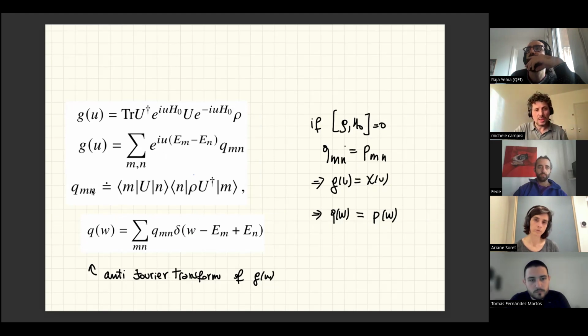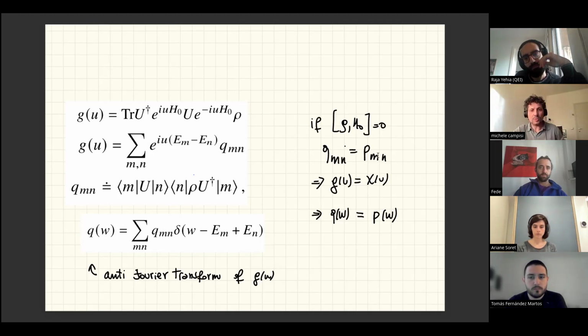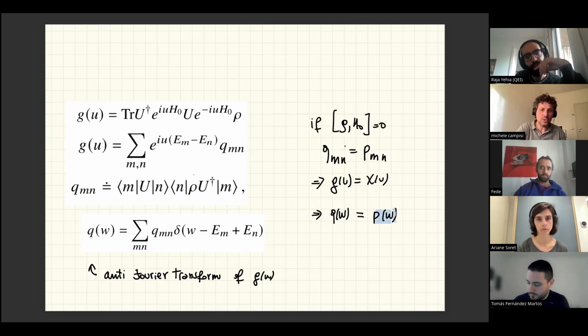Okay. So basically, once you have this G of U, you do the inverse Fourier transform, you get this Q of W, which is a quasi probability density. It's not really a probability density because this Q n can be complex. They are not really probabilities. But when rho commutes with h0, those boil down to the joint probabilities of the TPM scheme. And then the function Q of W is the work PDF P of W, which you are after.